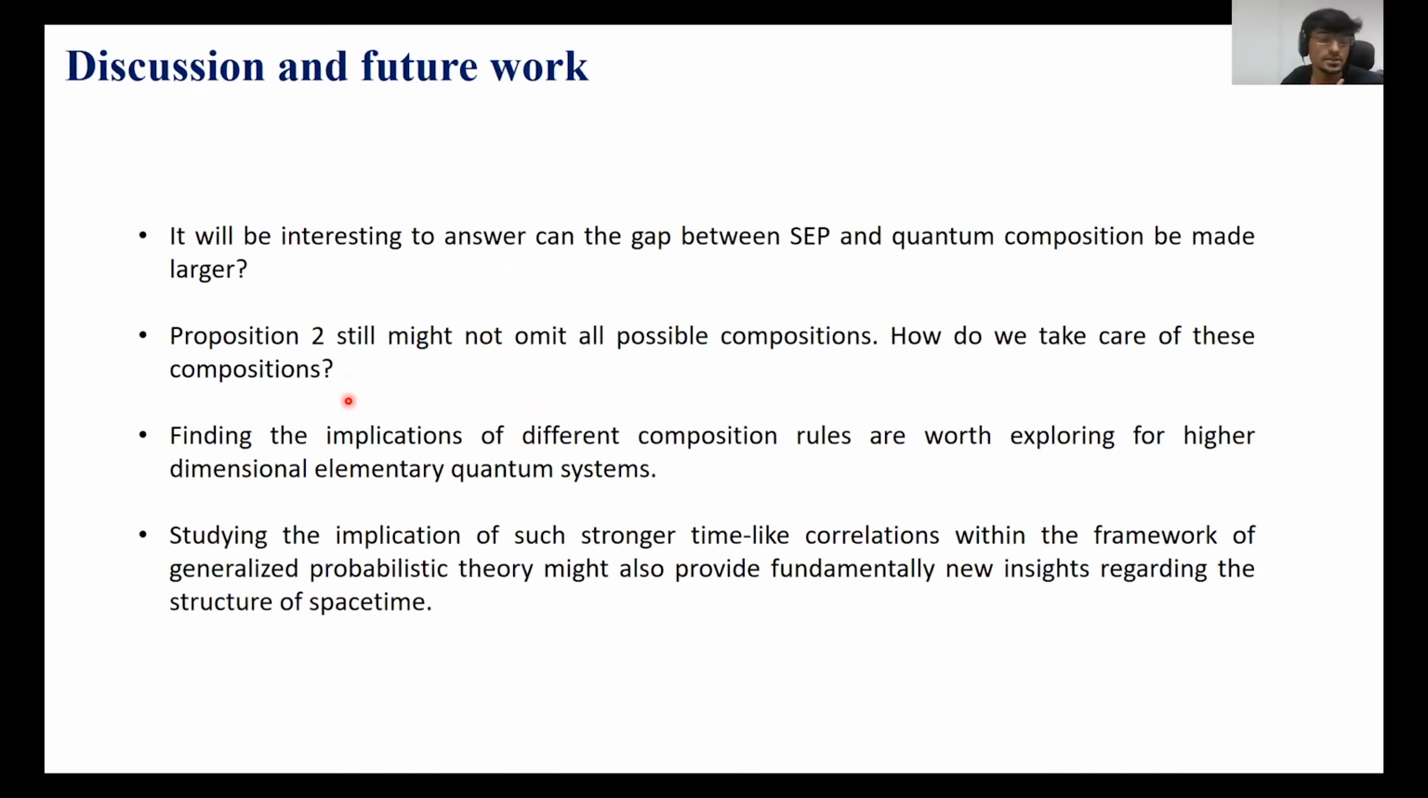Lastly, it would be interesting to answer how to omit all other kinds of theories. What we have shown is a particular example of a theory which can be excluded, but it would be interesting to answer how to exclude all other kinds of theories and narrow ourselves towards the quantum composition.